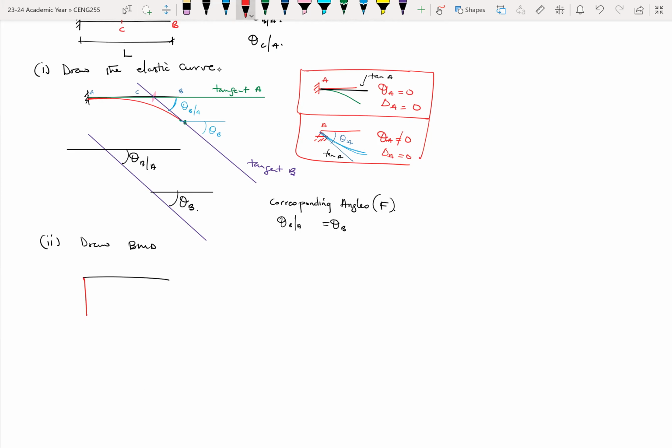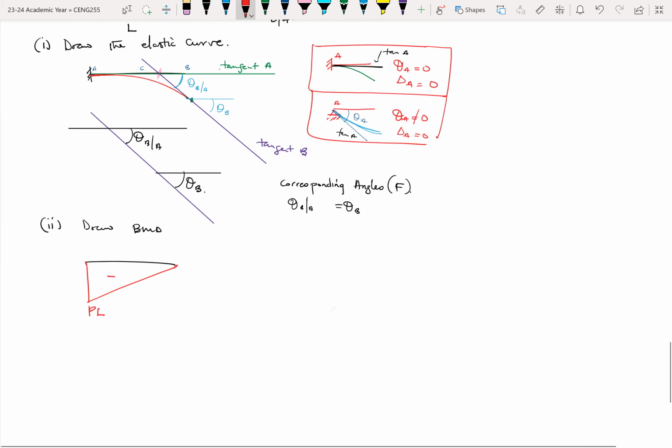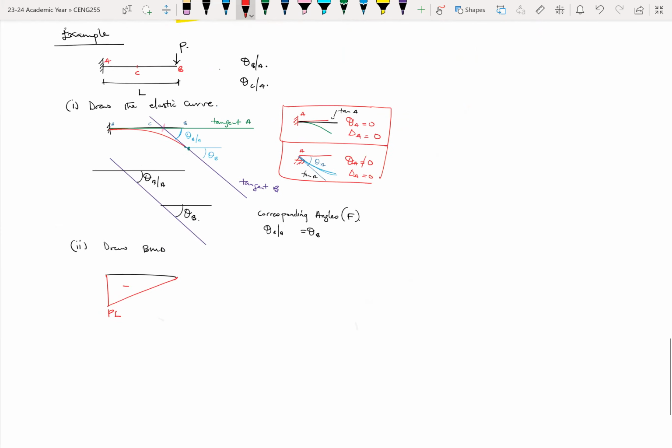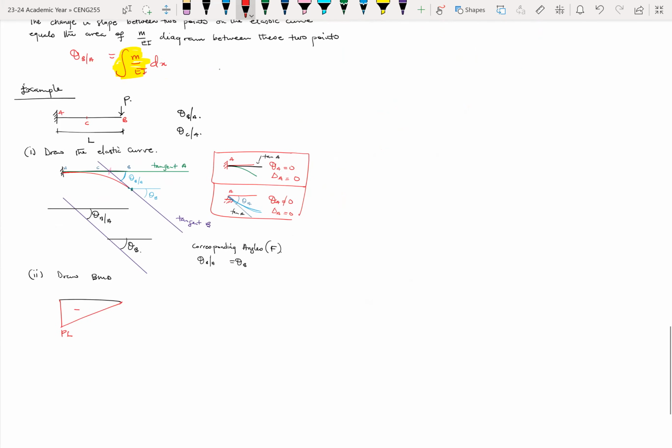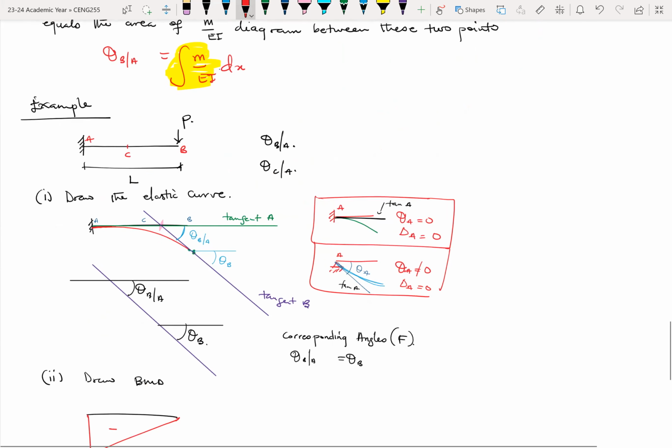Again, I'm assuming we know how to do these things already. So this is PL for the bending moment. So this is negative. Okay. This is PL for the bending moment diagram. But then when we go back to the slope equations, it says M over EI. So the M is the bending moment, so we need to divide the bending moment by EI.